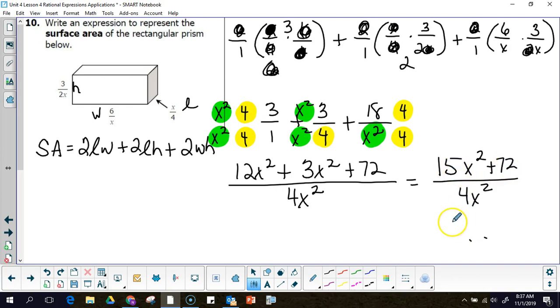So I could factor this numerator, but it wouldn't make any difference. I can only factor out a 3, so I'm just going to leave it like this. So there's your answer. There's nothing else we can do to simplify it or anything. So that's the answer. All right, that's it.